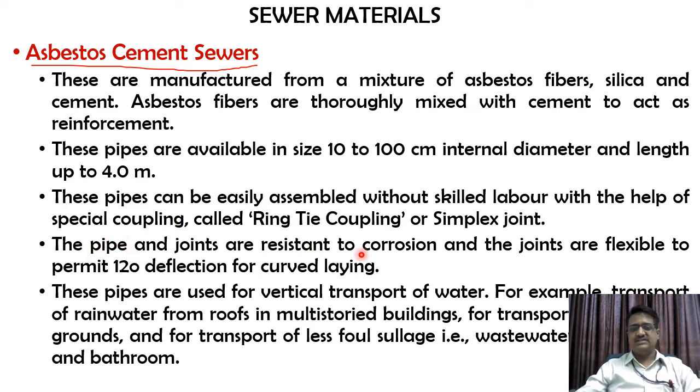The pipe and joints are resistant to corrosion and the joints are flexible to permit 120-degree deflection of curved line. So here one advantage is: these are quite resistant to corrosion, first thing. Second thing is, the joints are flexible. So they will give us a rotation, or a degree of deflection in laying, of 120 degrees. Whenever you want to curve that particular sewer at a quite drastic angle, at that point of time this kind of sewer material will be helpful to us.